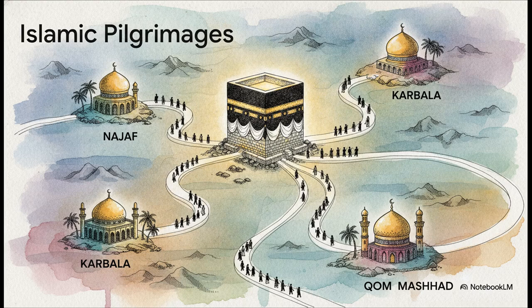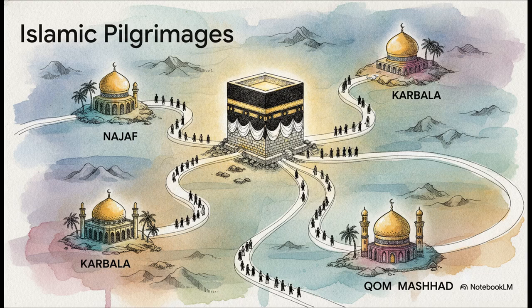Pilgrimage is another fascinating area where you see both profound unity and distinct divergence. Both sects absolutely share the core Islamic pillar of the Hajj. That's the pilgrimage to Mecca in Saudi Arabia. But Shia Muslims also perform something called ziyarat. These are additional, deeply revered pilgrimages to sacred shrines holding the tombs of the imams and their families.